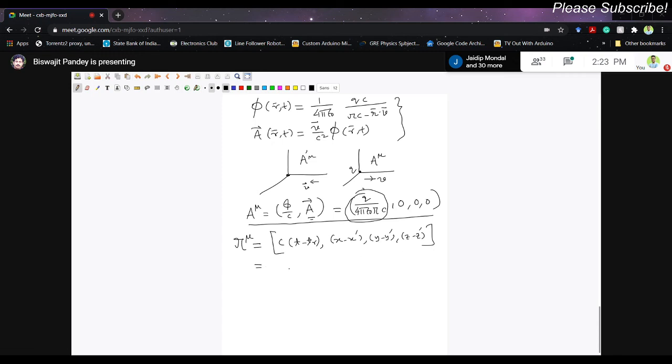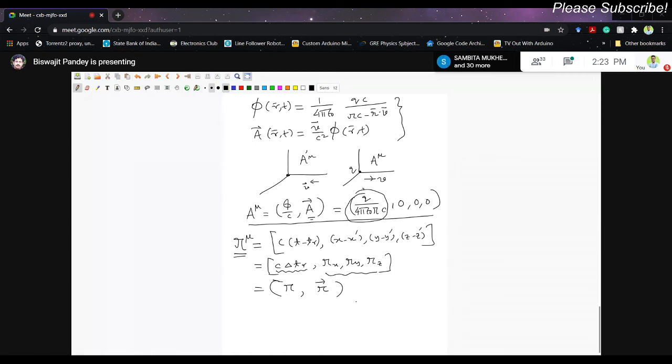Again, if you remember, this is c times delta tr, the time interval between the source and field point, and then the x component of curly r, y component of curly r, and z component of curly r. And if you remember, this is nothing but the magnitude of the curly r vector. So we can write this simply as curly r, and then these 3 components as the vector curly r, right? So this is r mu.